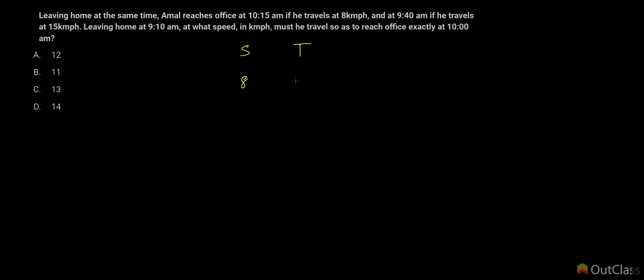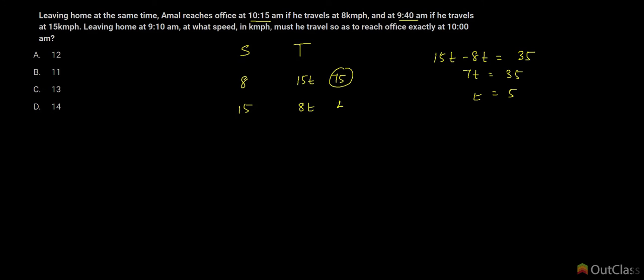Speed is 8, the time is, okay, we'll come back to that. Speed is 8 in case 1, speed is 15 in case 2. Comparing these, the time should be in the ratio 15 is to 8, so I'm going to take them as 15t and 8t. And what is the difference between these two times? 15t minus 8t is the difference between 9:40 and 10:15, which is 35 minutes. Which gives you 7t is equal to 35, t is equal to 5, which means this is 75 minutes and this is 40 minutes.